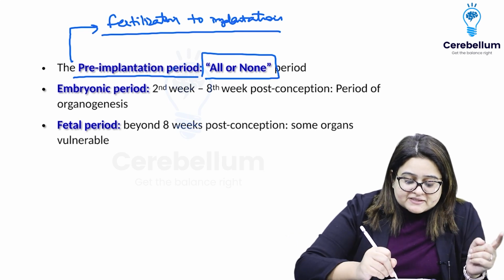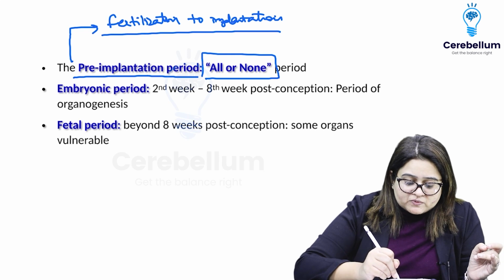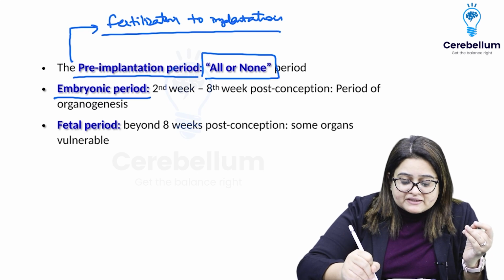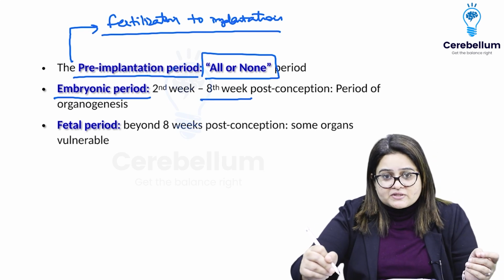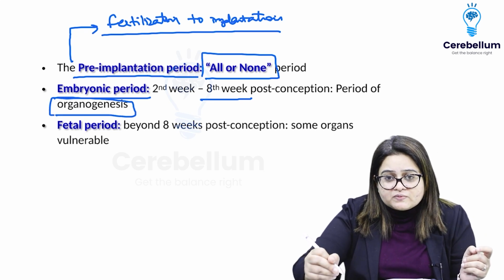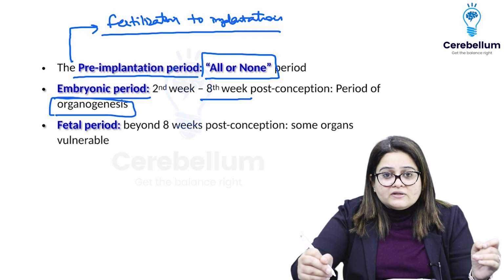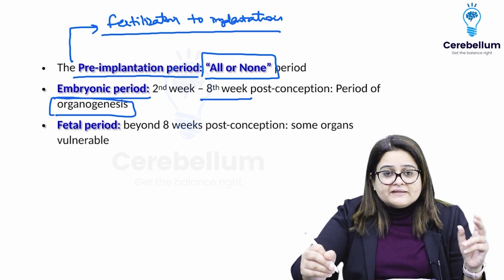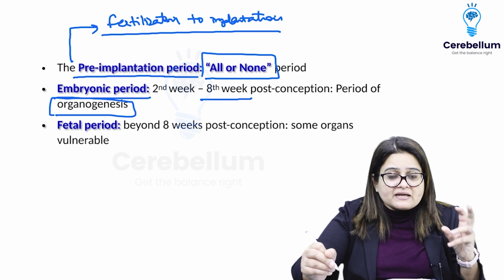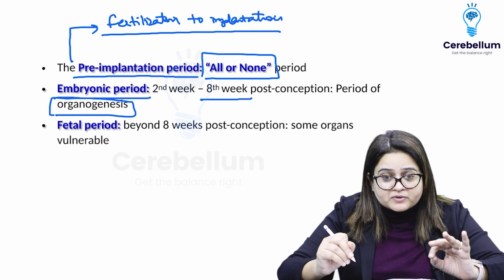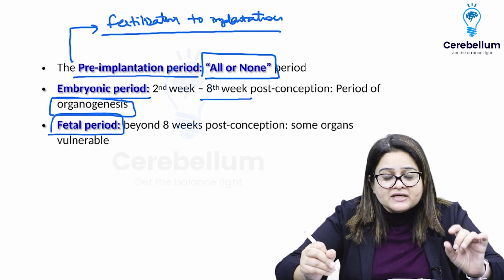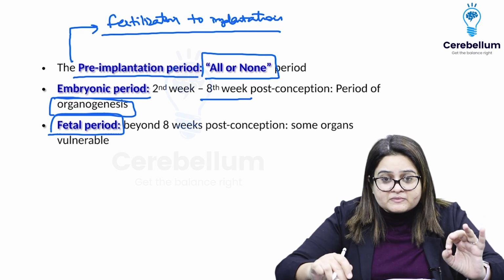The second thing to remember is that once the fetus is implanted, it is called the embryonic period, till the 8th week post conception, and this is the period of organogenesis. So, 2nd to 8th week post conception is the period of organogenesis, where most organ systems form, and an insult at this time causes major problems. The fetal period is beyond the 8th week post conception, and in this period, some organs remain vulnerable.